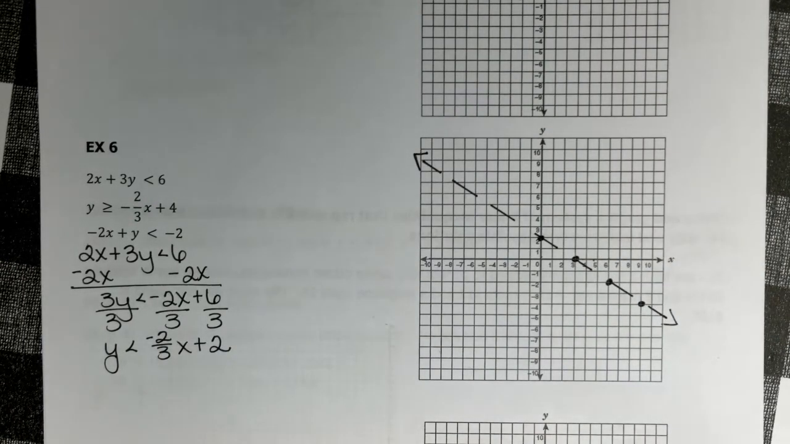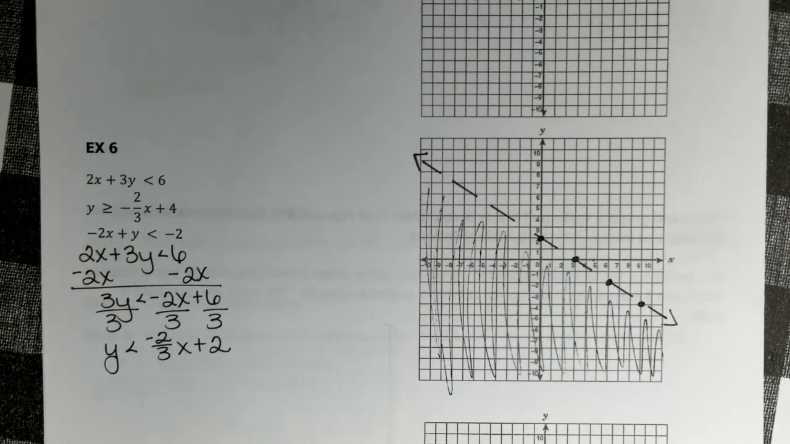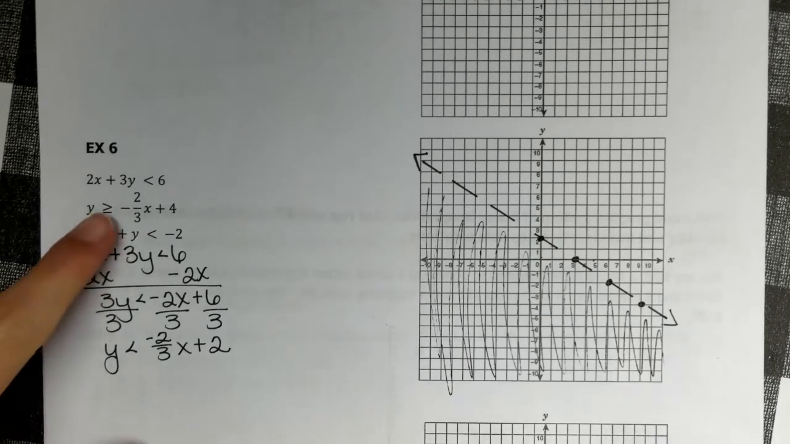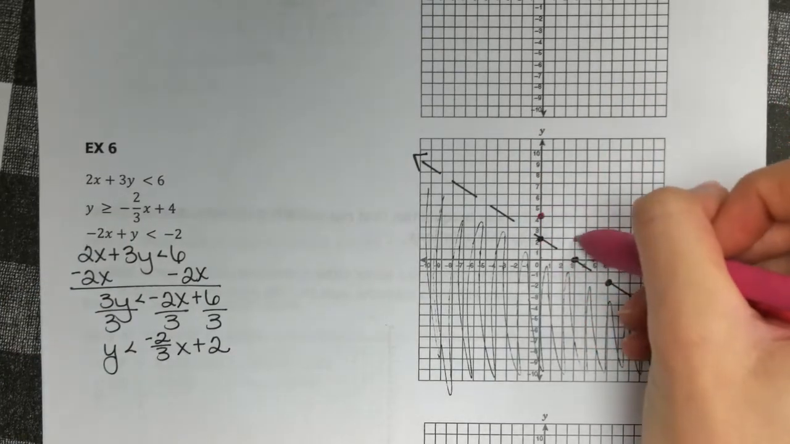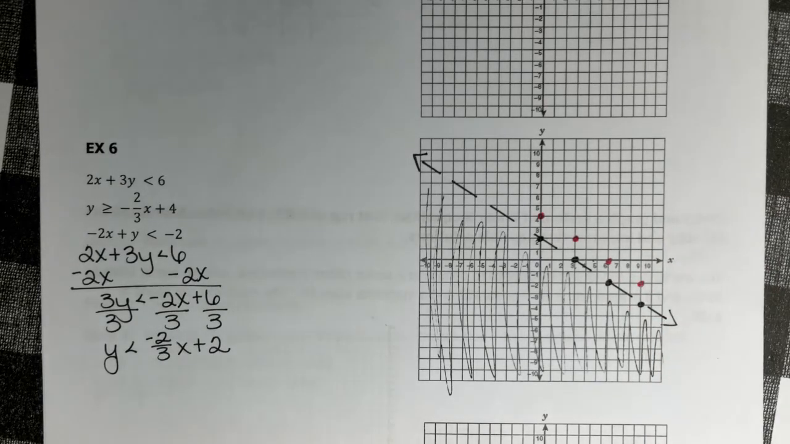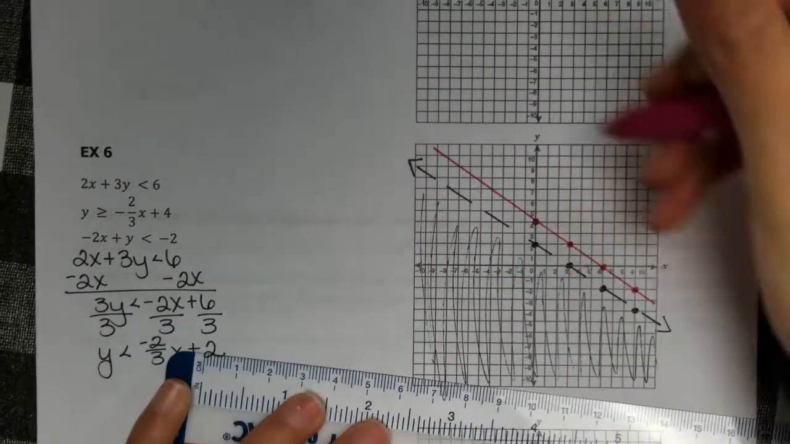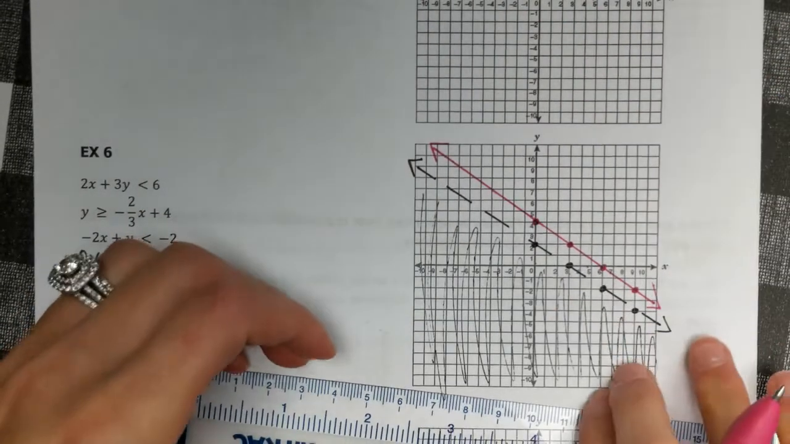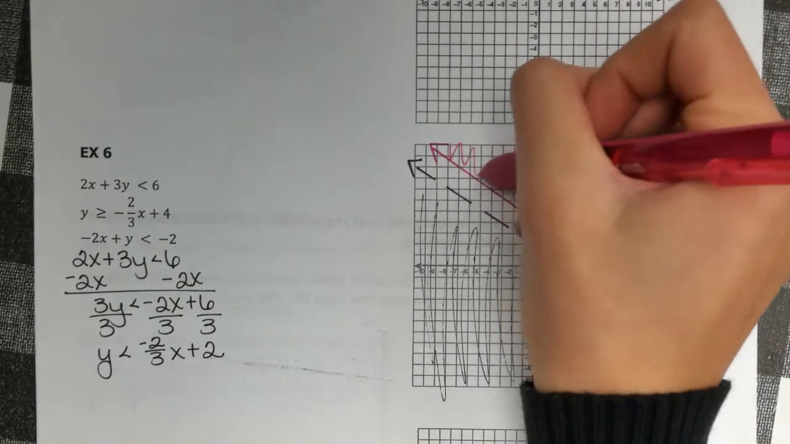It's less than, so I shade below. Then I have y is greater than or equal to -2/3 x plus 4. So here I've got my 4 for my y-intercept, and I'm still going down 2 to the right 3. This one is now solid. It's greater than, so I'm going to shade above.